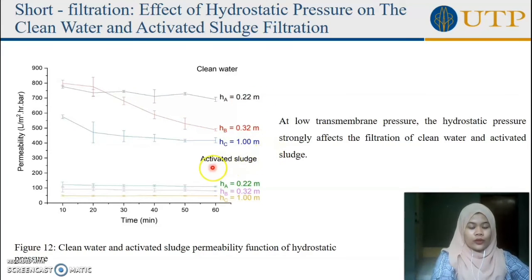Okay. Meanwhile, for the activated sludge part, the permeability readings are much lower due to the cake layer fouling phenomenon, where the cake layer is instantly built at the initial stage, driven by the convective flow of the permeate.